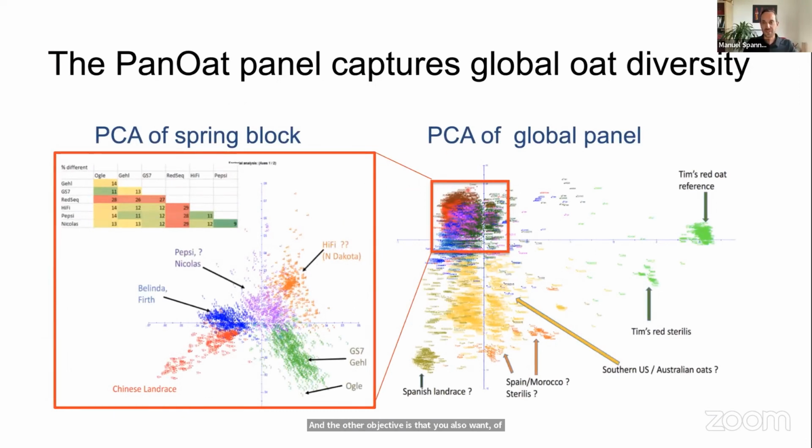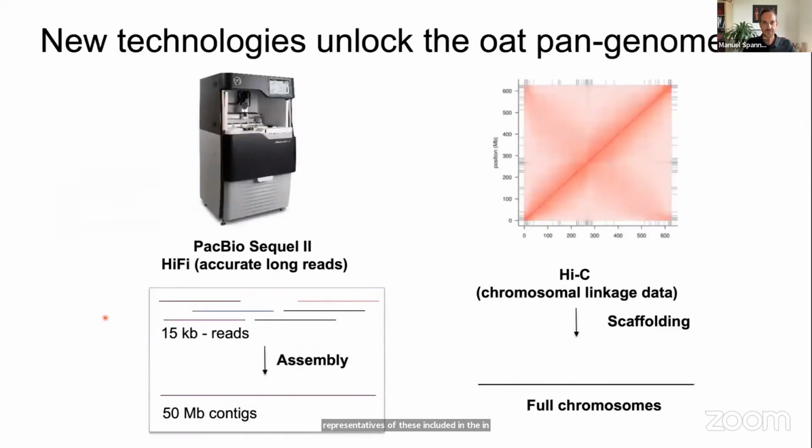What you see here is a PCA of the global genetic diversity of oats. And you can see that we picked varieties that represent the different main clusters. But also zooming into the spring oat block here, we've made sure that we really capture the different varieties and have representatives of these included in the PanOat panel.